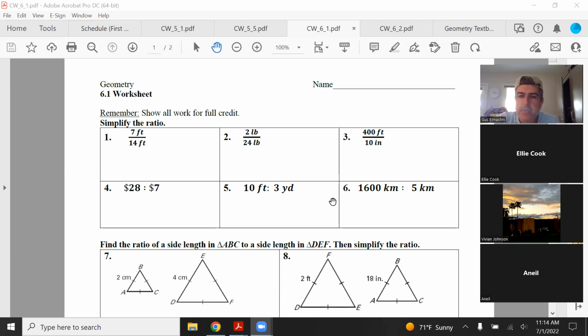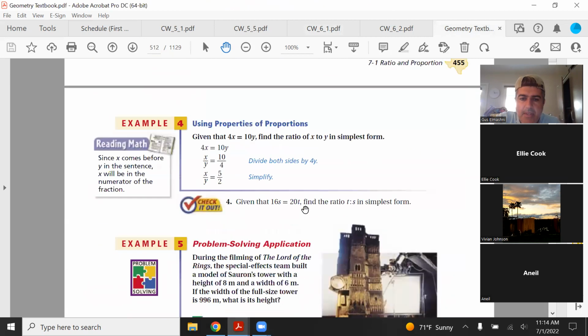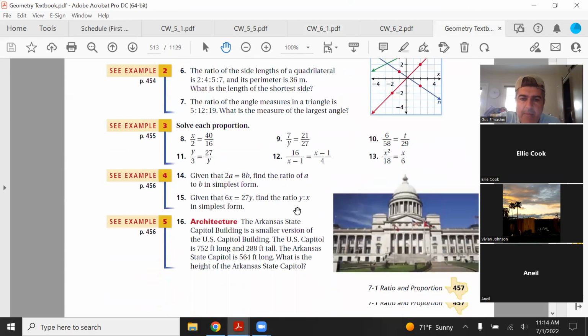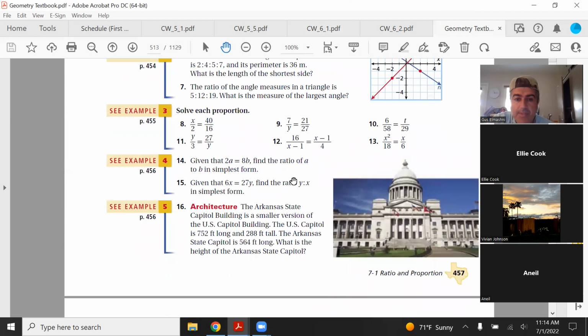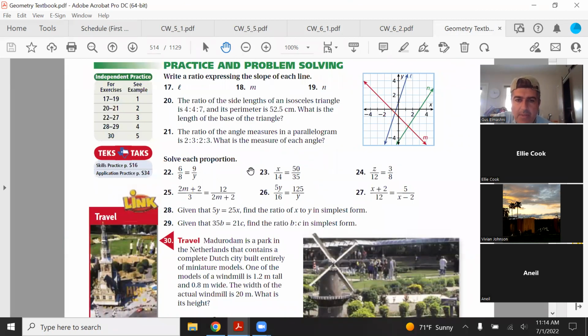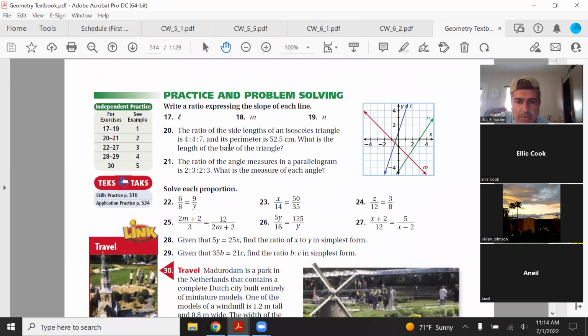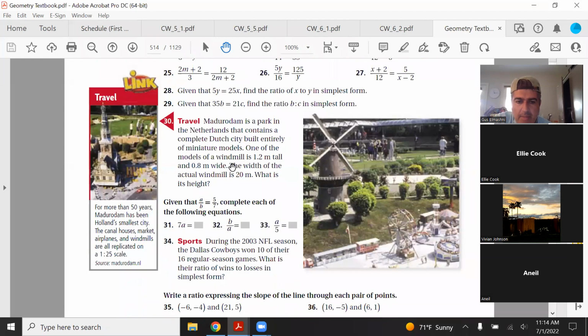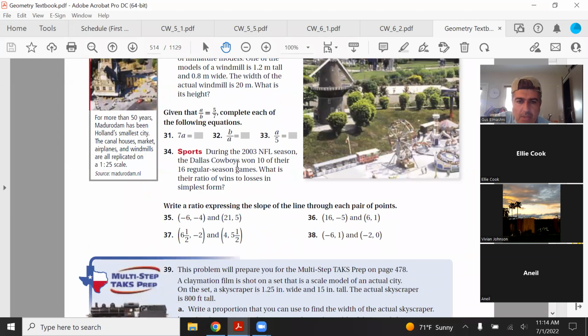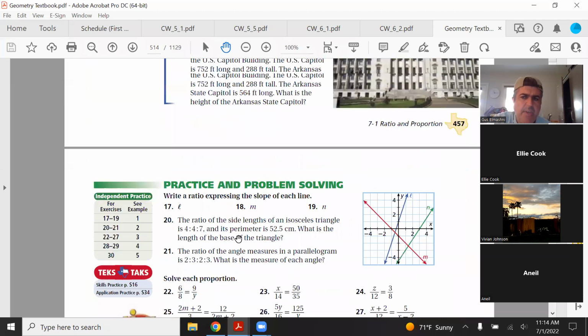So anyway, let me put you guys in a breakout room right now. So you guys are going to do the evens on the 6.1 worksheet. And look at the textbook problems again. You can see that there are a lot of good problems afterwards, like solving proportions, more of the stuff here, ratio sides or angles, and then some review of old stuff. So I'll definitely be assigning some textbook problems.